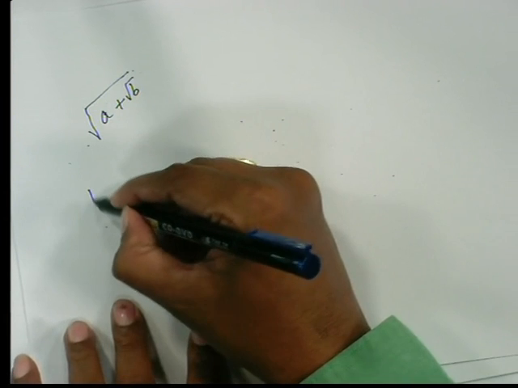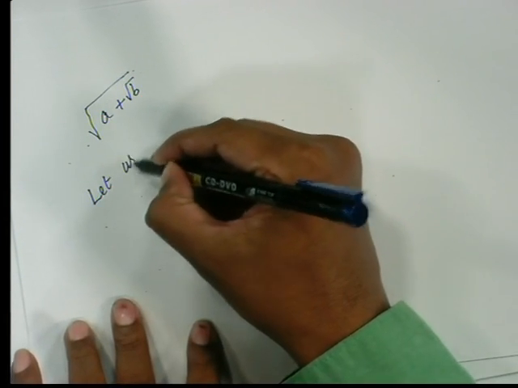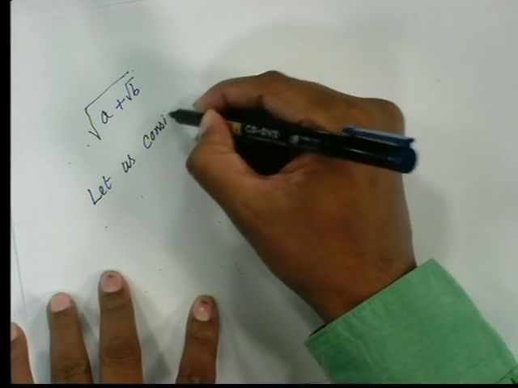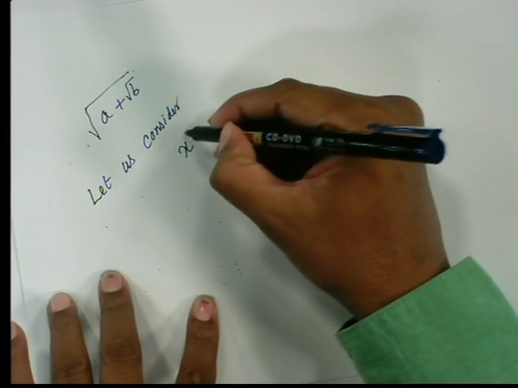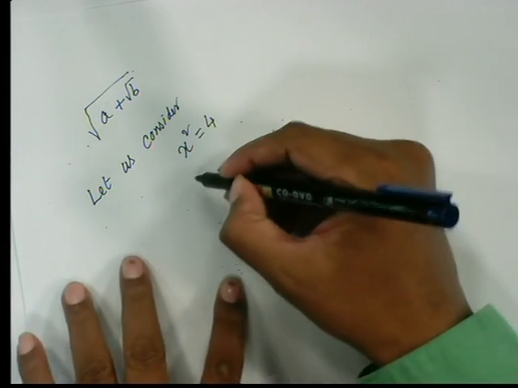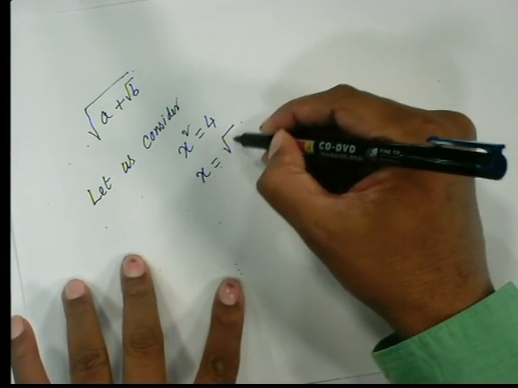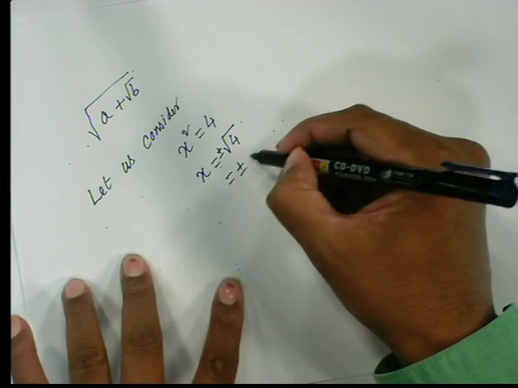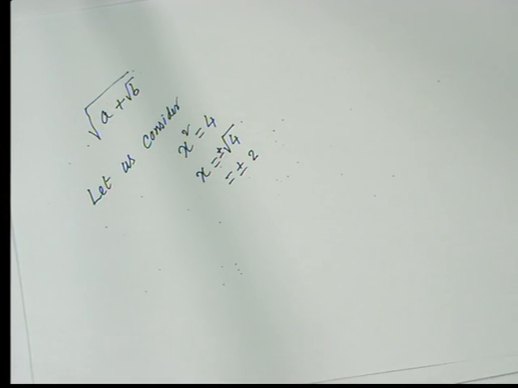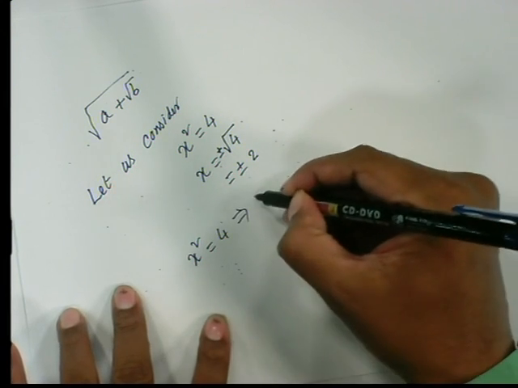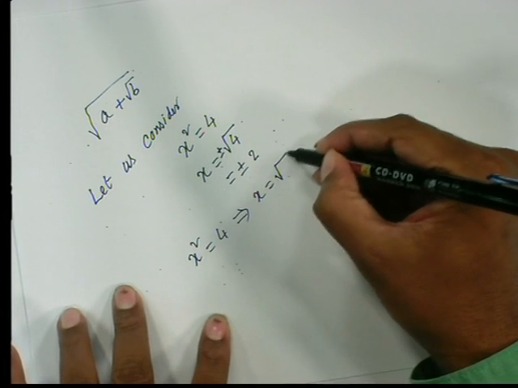So, now let us consider first of all, before going to discussion on this one, let us consider one simple example. x square is equal to 4. What is x here? Yes, x is equal to root over 4, that is plus or minus 2. Or if x square is equal to 4, you can write here x is equal to root 4.